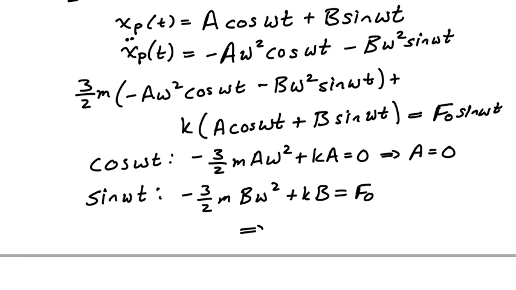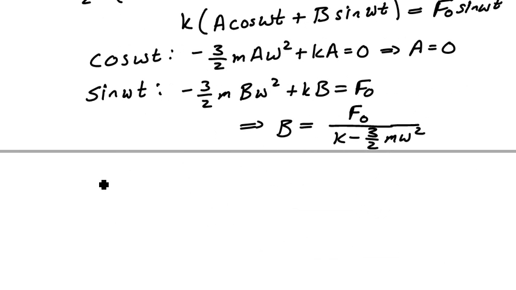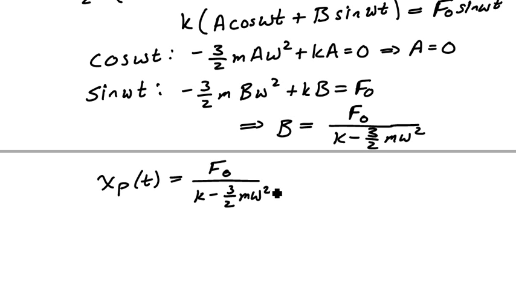And the latter, of course, gives me that b is equal to f naught divided by quantity k minus 3/2 m omega squared. What this means is that my particular solution is given by x sub p of t is equal to f naught divided by k minus 3/2 m omega squared times the sine of omega t.